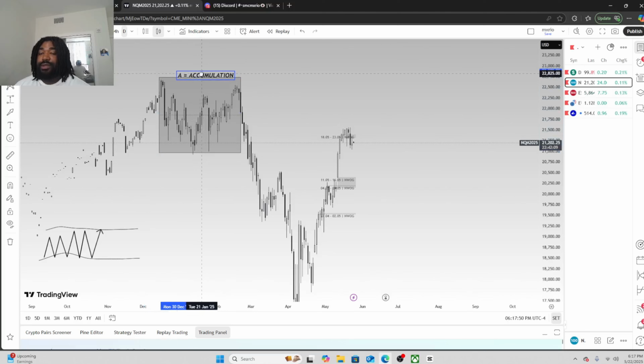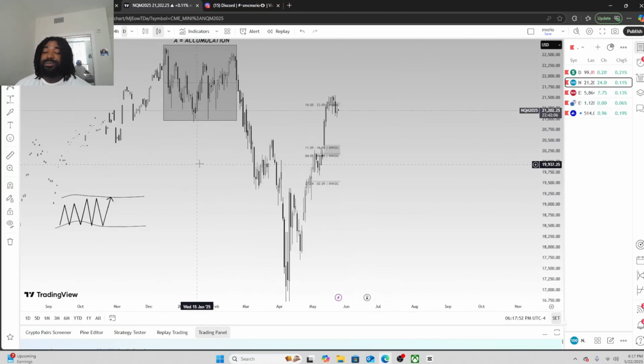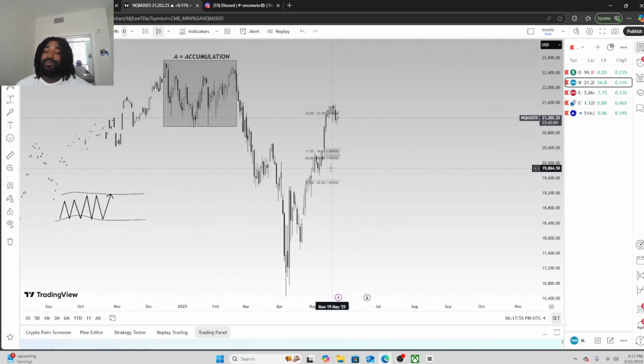After accumulation, then comes manipulation. What is manipulation? It's like one big liquidity sweep. And there is a way you can measure how far we're going to manipulate down or manipulate up. But that's for the premium chat.